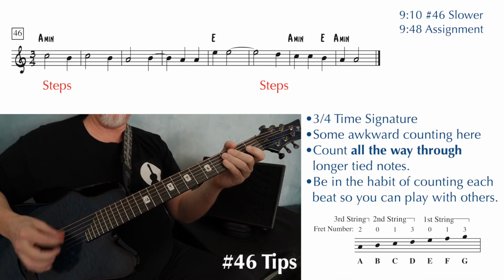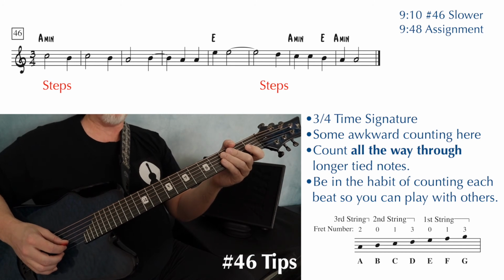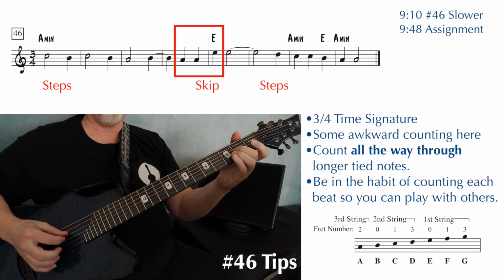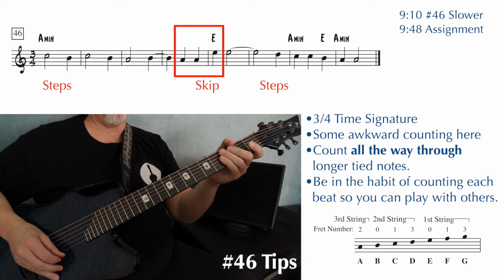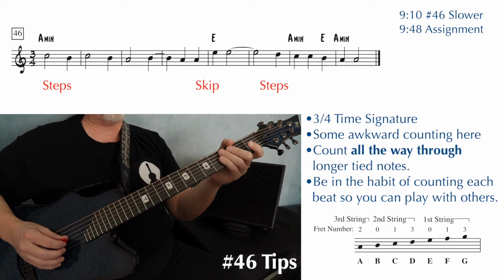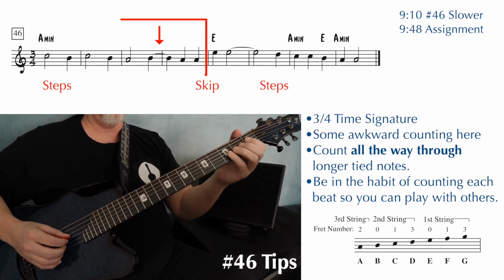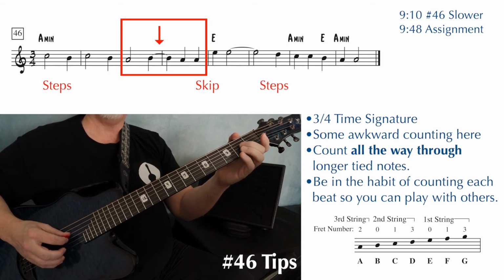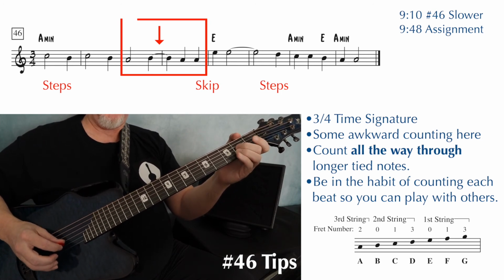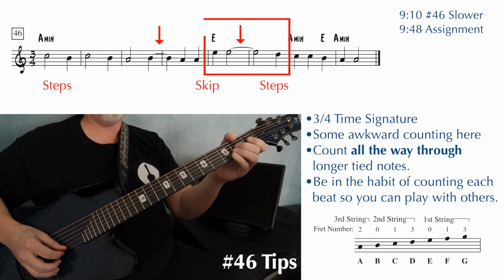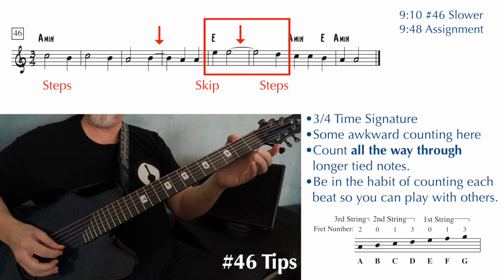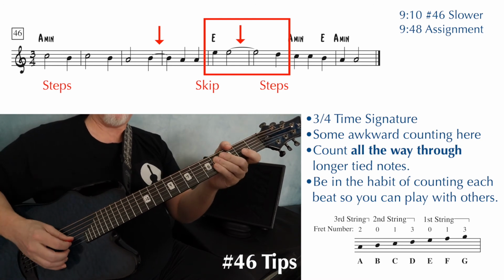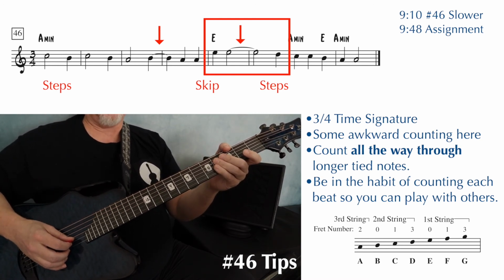Number 46 is moving mostly by step. We do have a big skip at the end of the 4th measure, those 2 A's, jumping up to the E in the 5th measure. Watch out for the tie at the end of measure 4. We have 1, 2, 3, 1, 2, 3. And then another awkward tie in the next measure. 1, 2, 3, 1, 2, 3, so just be sure you're counting all the way through those tied notes.